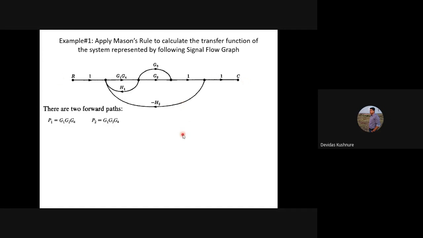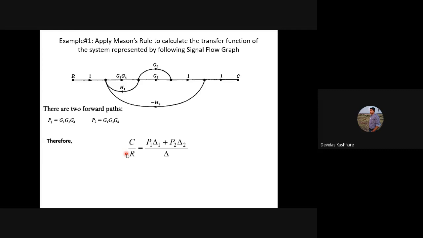In this case, we can see there are 2 forward paths. One goes from input 1 through G1, G2 and G4 to output. So this is the first forward path. The second forward path is 1, G1, G4; you can see again we have a forward direction, that is G3, 1, 1 and C. So G1, G3, G4 is the second forward path. So there are 2 forward paths. Apart from that, we do not have any forward path.